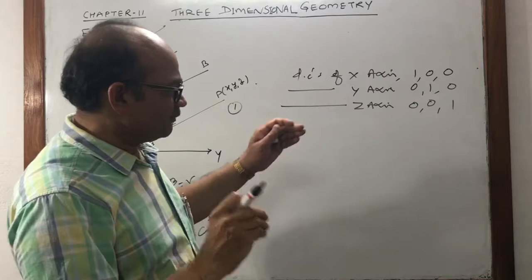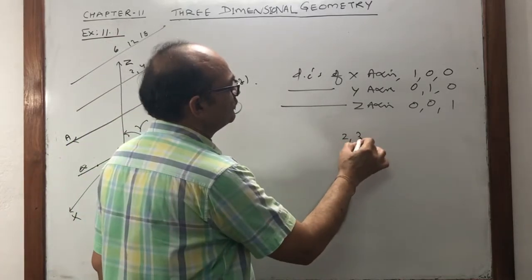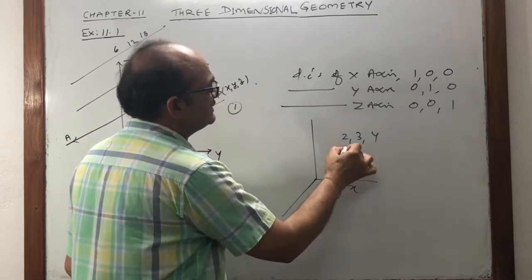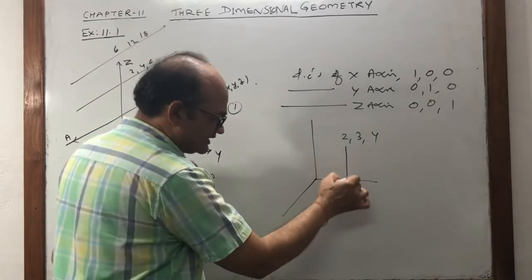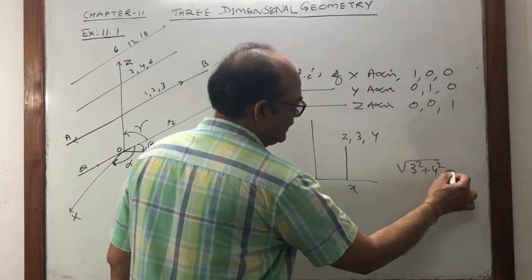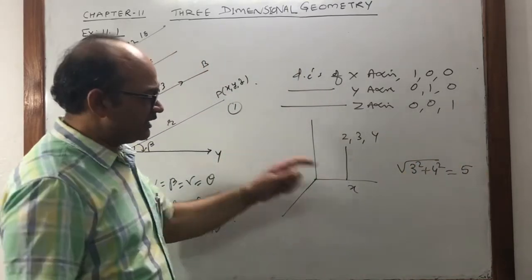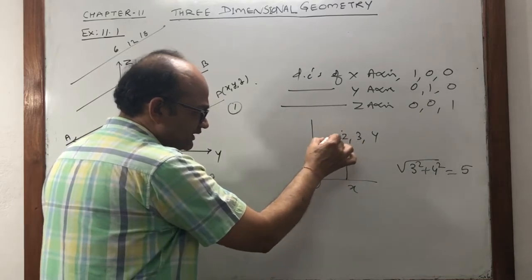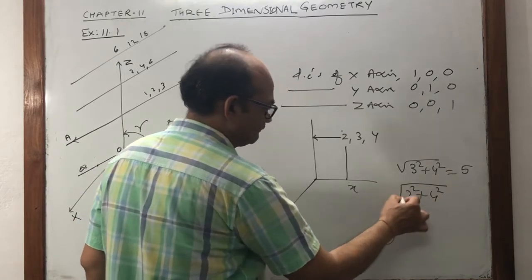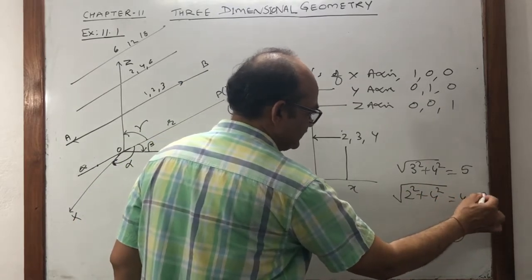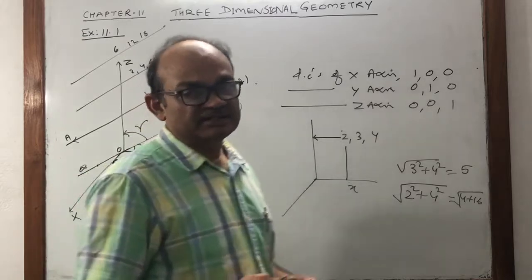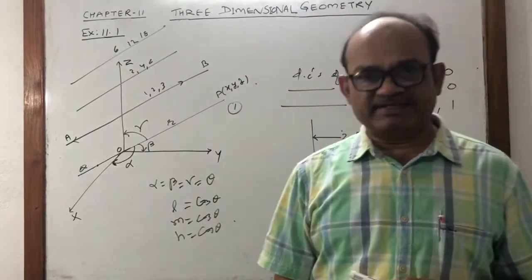Correct? Now the important point, suppose we have any point 2, 3, 4 in space and we want to calculate its distance from the x-axis. It means under root of 3 square plus 4 square, that is 5. Similarly, if you want to calculate its distance from the y-axis, it means under root of 2 square plus 4 square, 4 plus 16, that is root 20. And in the same way, we can calculate the distance from the z-axis. These are some important questions for competitive exams.